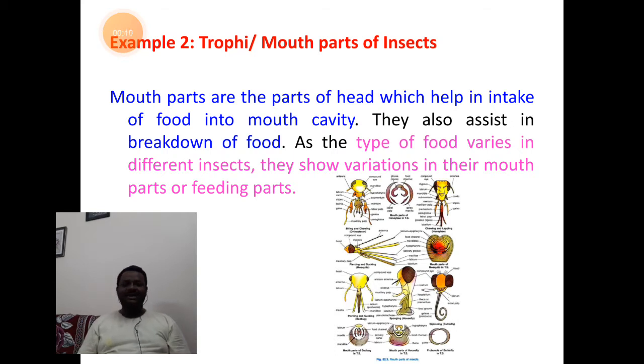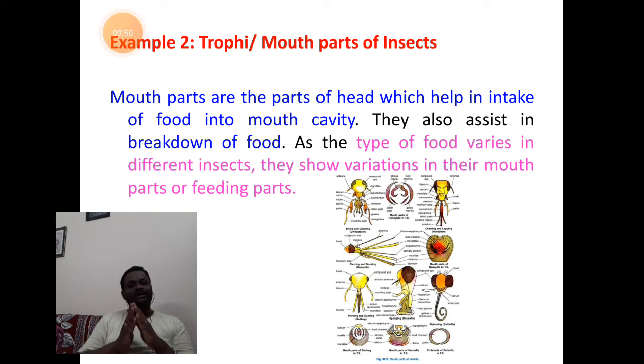In today's session, we shall continue the second example pertaining to homologous organs, which acts as the evidences of organic evolution under comparative anatomy and morphological evidences. Well, we have understood in the previous session the concept of homologous organs.